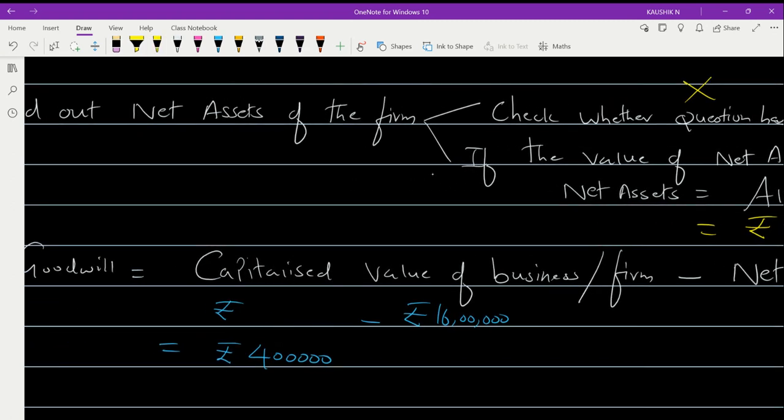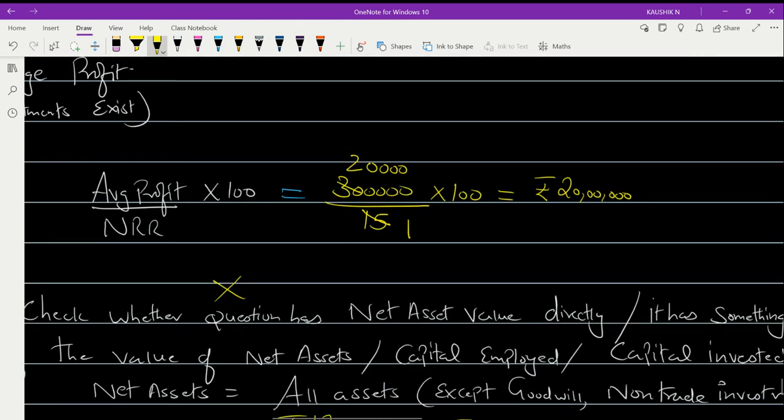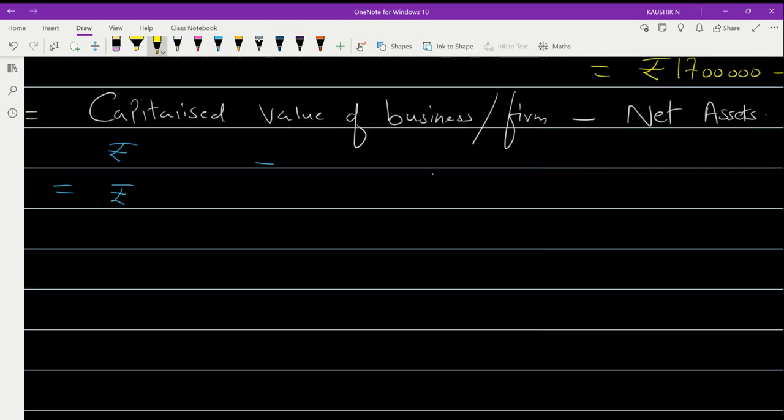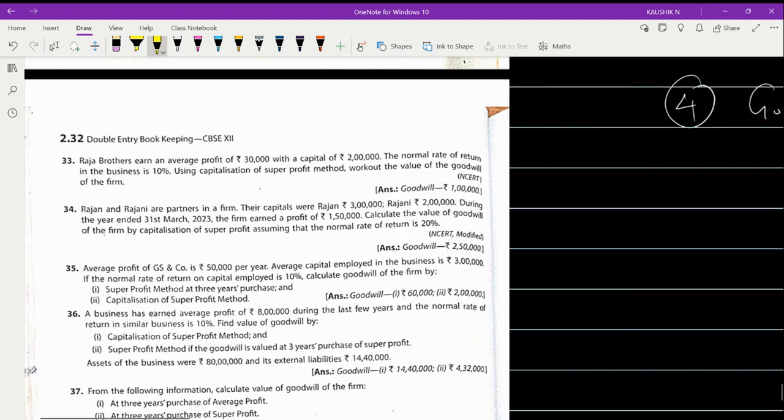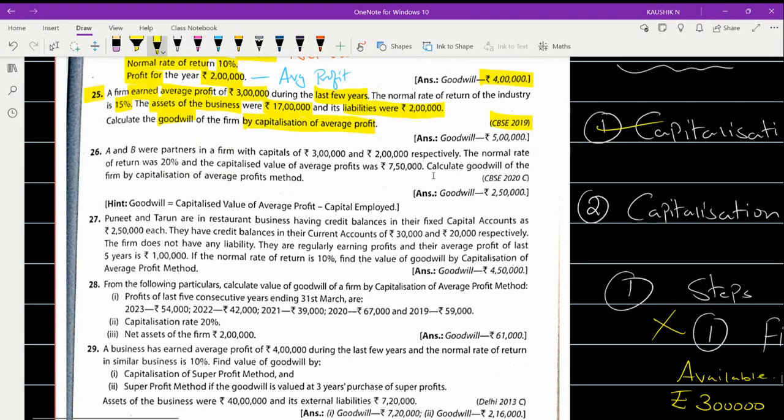வெரி குட், நெட் அசெட்ஸ். இப்போ குட்வில்லுக்கான ஃபார்முலாவில் சப்ஸ்டியூட் பண்ணுங்க. பண்ணால் உங்களுக்கு ஆன்சர் கிடைக்கும். கேபிட்டலைஸ்ட் வேல்யூ ஆஃப் த பிஸ்னஸ் எவ்வளோ கிடைச்சது? 20 lakhs கிடைச்சது. அதை இங்கே போடுங்க. Rupees 20 lakhs, மைனஸ் நெட் அசெட்ஸ். நெட் அசெட்ஸ் எவ்வளோ கிடைச்சது? Rupees 15 lakhs. 20 lakhs 15 lakhs போச்சுன்னா எவ்வளோ பேலன்ஸ்? 5 lakhs. ஸோ 5 lakhs தான் உங்களுக்கு குட்வில் இந்த சம்முக்கு. செக் பண்ணுங்க, whether you are getting 5 lakhs as a goodwill value for this problem.